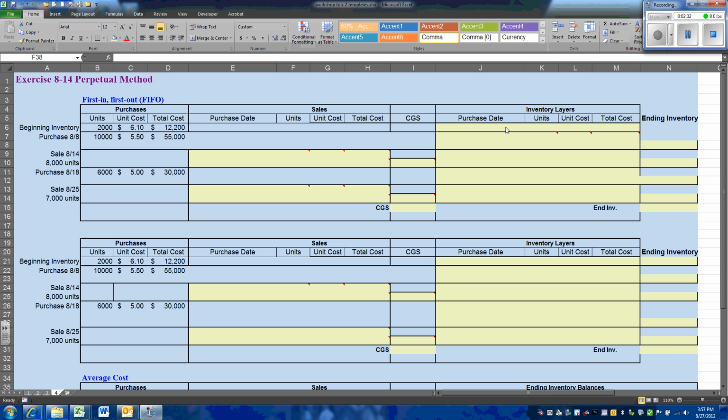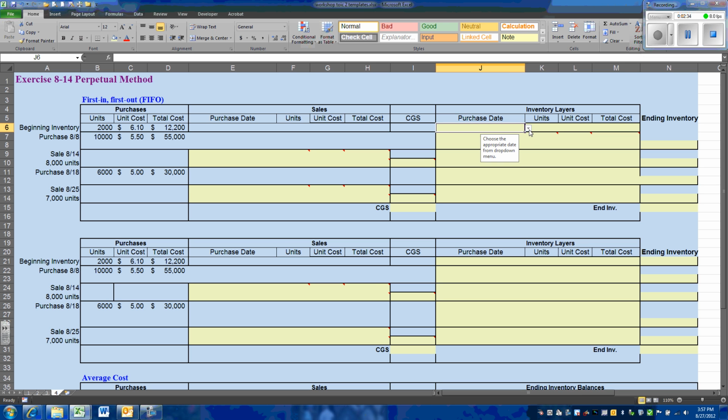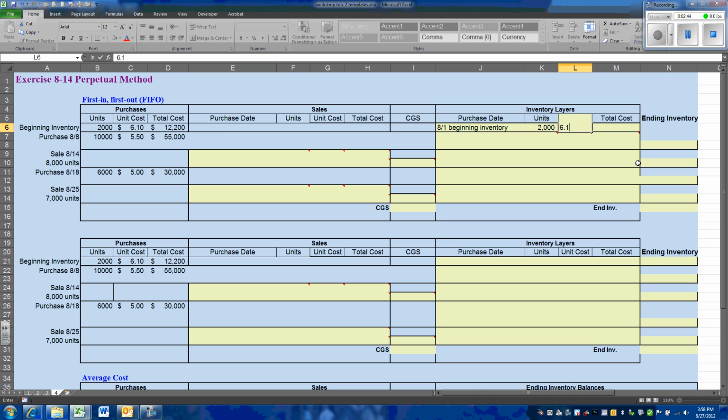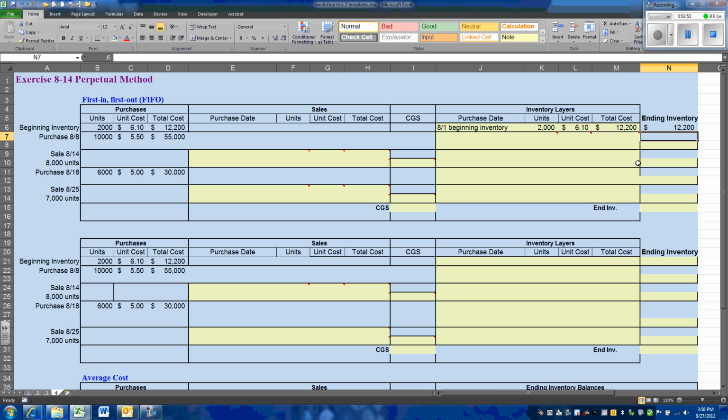So our inventory layer at the beginning of the exercise is just our beginning inventory, which is 2,000 units at a cost of $6.10 for a total cost of $12,200. So at the beginning, our inventory account balance is $12,200.